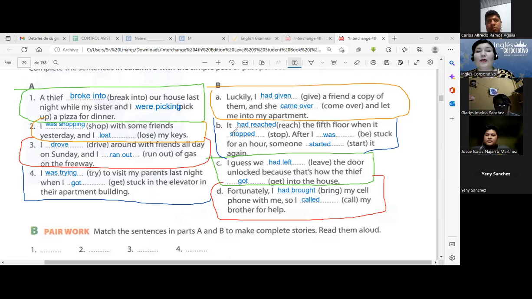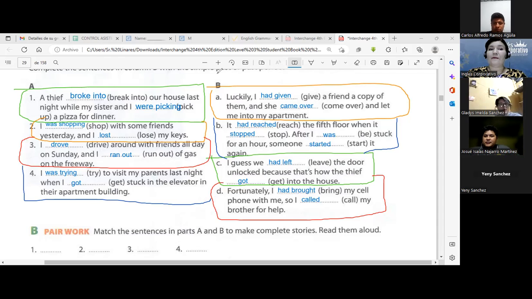Important, my dear students, important. Pronunciation is the key, right? You can tell me something as sad as possible or as amazing as possible, but with the incorrect pronunciation, it's not going to have an impact on anybody. Remember that at this level of your life in English, you have to work a lot with pronunciation, right? Ya este nivel al que estamos, su pronunciación ya tiene que ir mucho más pulida. Because you cannot say a thief broke into our house last night while my sister and I were picking up a pizza for dinner. It's not possible. You have to convey the message, right?